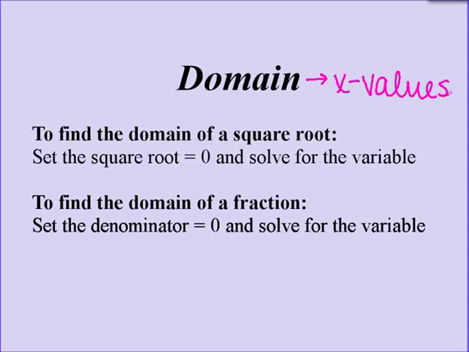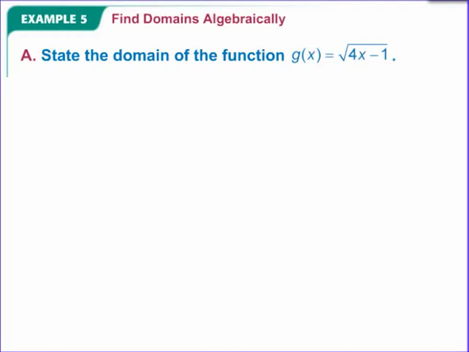Okay, so we're going to go ahead and look at an example. All right? Our example is going to be as follows. State the domain of the function g of x equals square root of 4x minus 1. So if you remember what was just on the previous slide, it said take whatever's inside the square root and do what? Set it equal to 0. So I'm going to take 4x minus 1, and I'm going to set that equal to 0. The next step was to solve for the variable, so I'm going to solve for x.